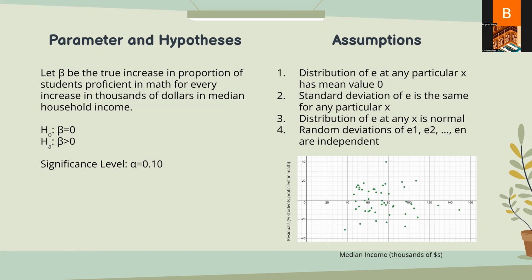Next, for assumptions, based off this plot of residuals that you see below, we found that the distribution of E at any particular X has a mean value of 0. The standard deviation of E is the same for any particular X. The distribution of E at any X is normal, and random deviations E1, E2, E3, etc. are independent.